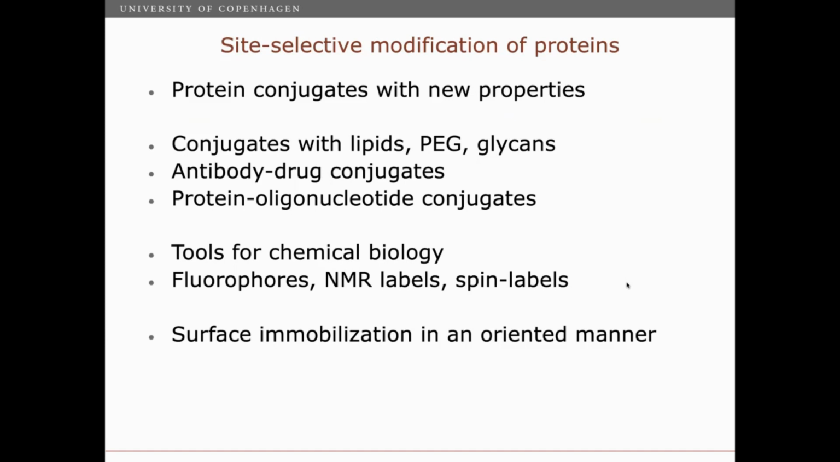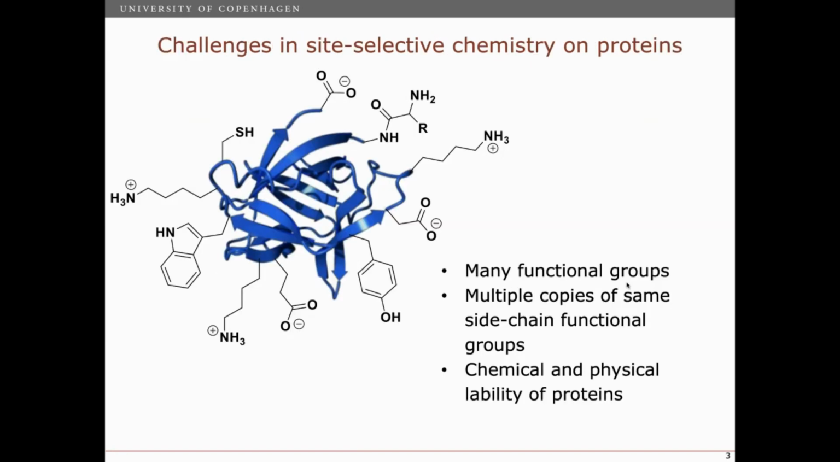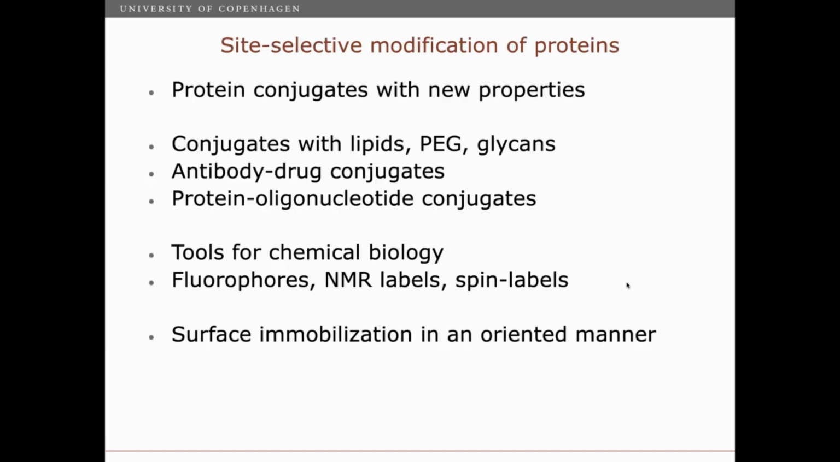peptides and proteins conjugated with lipids, polyethylene glycol, glycans. It could be antibody-drug conjugates, peptide and protein oligonucleotide conjugates, which my group is also working with. And these could be tools for chemical biology. It could be potential new therapeutics. But really, it would open the introduction of a lot of new functionalities that can be used for biophysics or even for immobilization on surfaces.